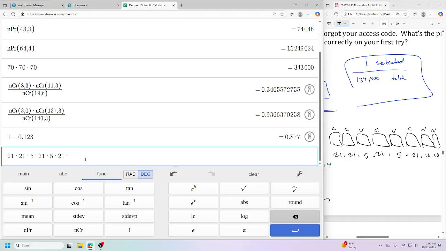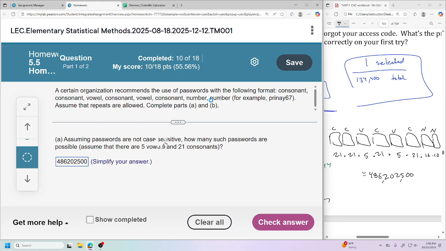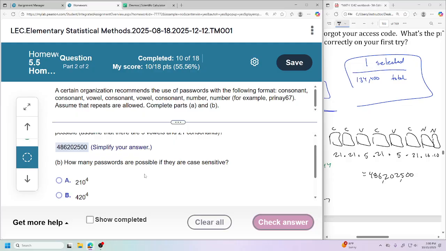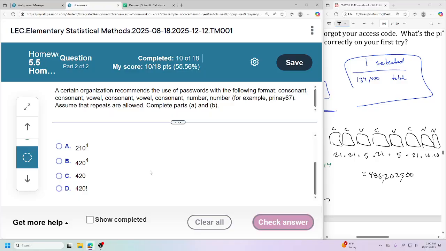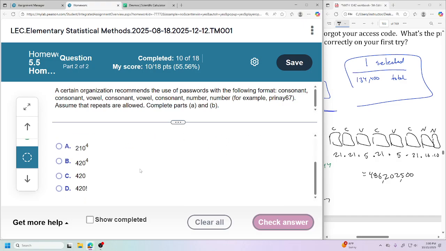Do you think I got this one the first time when I was doing it on the homework? No. So here we go. 21 times 21 times 5 times 21 times 10 times 10. We did it. Whew. It says, okay, so what is that possibility? Now, I would normally say, well, it's multiple choice, you'll be fine. But notice that it's like, I don't know about that.